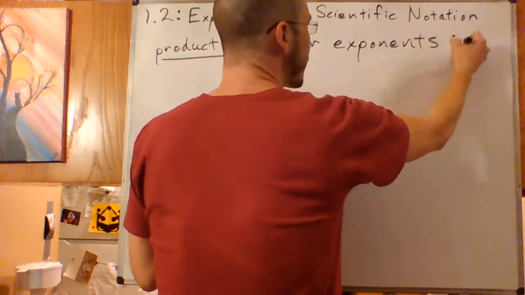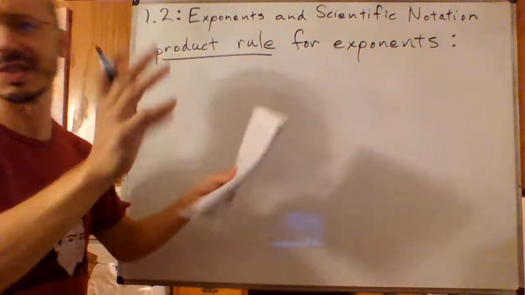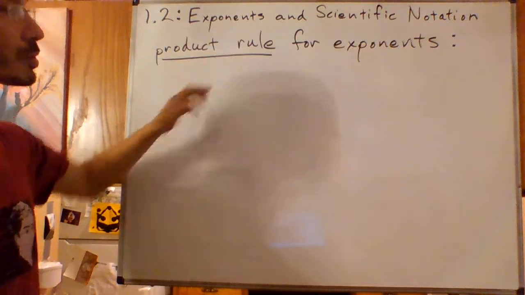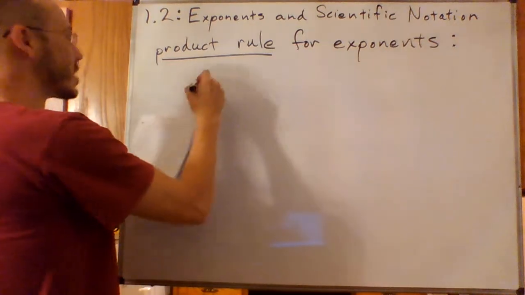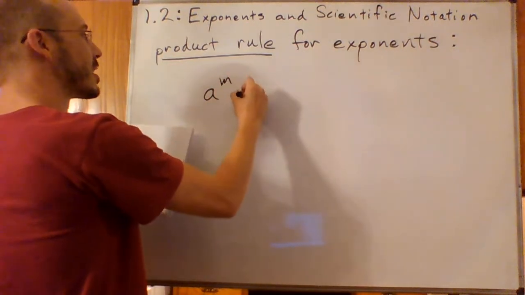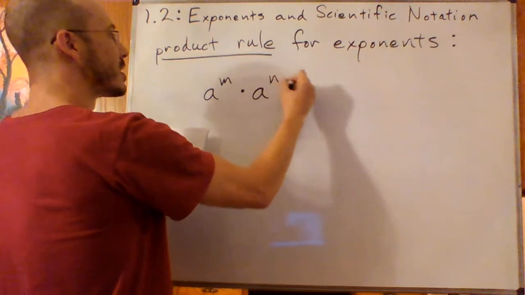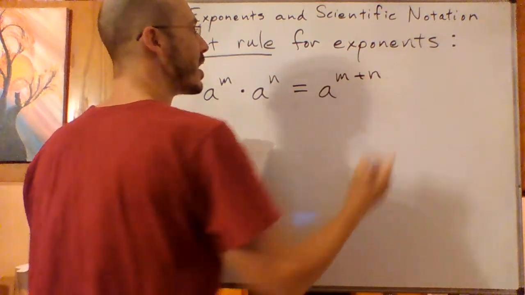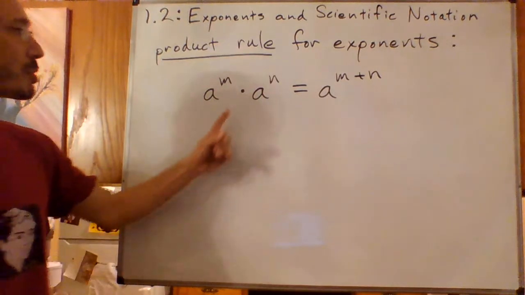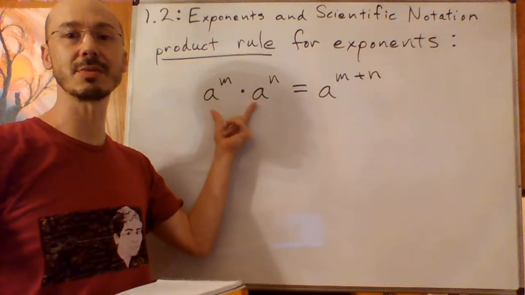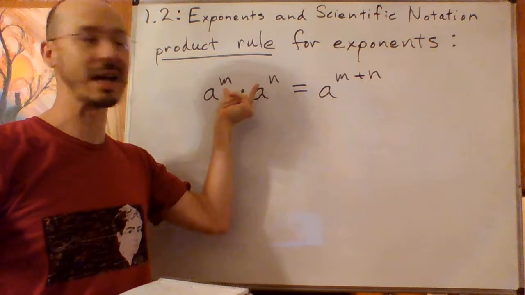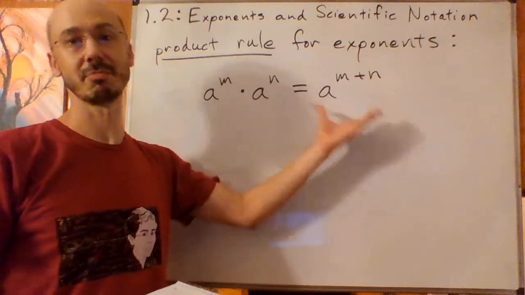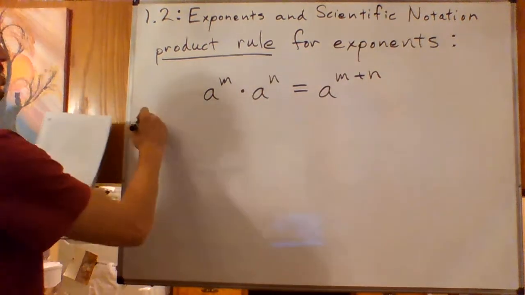There's a product rule for roots and a product rule for the other thing, but we're looking at exponents here. The product rule that we're usually looking at is exactly this: a to the m times a to the n is equal to a to the m plus n. When we multiply exponential expressions with the same base, we can add the exponents, and it's going to be simpler. Here are some examples of this.